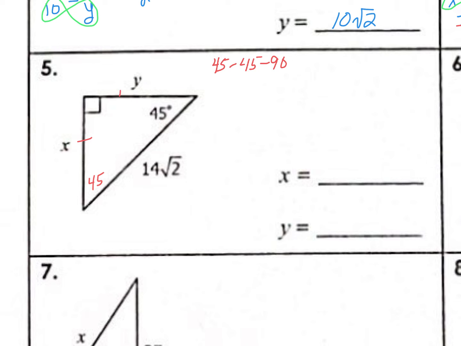And remember that the x and y are going to be equal because they're both my legs. And the pattern is going to be 1, 1 radical 2, always. And then all that's left is to see what goes in these denominators. So across from this 45 is a y. Across from the other 45 is an x.